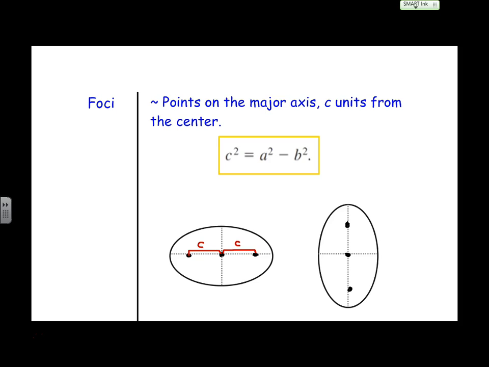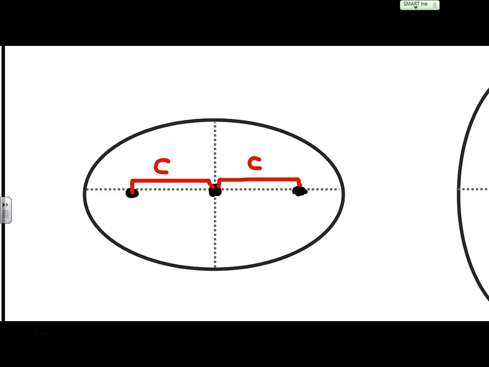So if we have the center, H, K, then I'm going to have H plus C for my ones that like formulas, my H plus C to be on the right, and my H minus C to be on the left.